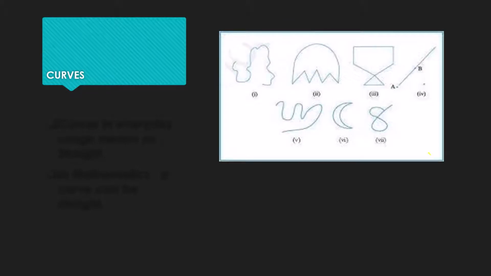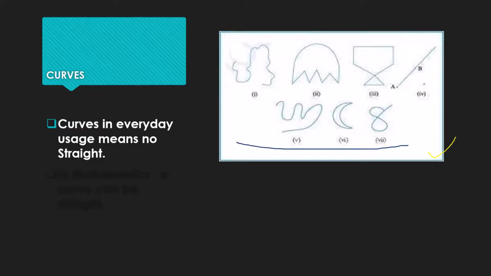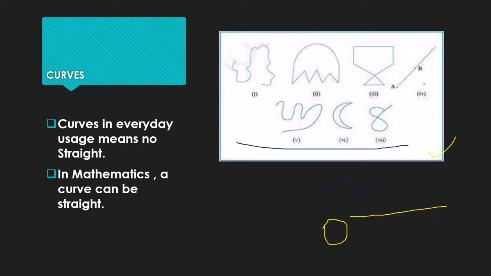Watch this diagram. There are different types of curves shown here. But what do we think? Curves in everyday usage mean not straight, because we always consider a curve to be a spiral thing or a circle. We do not consider a straight line as a curve. But in mathematics, a curve can be a straight line also. So watch picture 4 carefully. This is a straight line, and in mathematics it is also considered a curve.